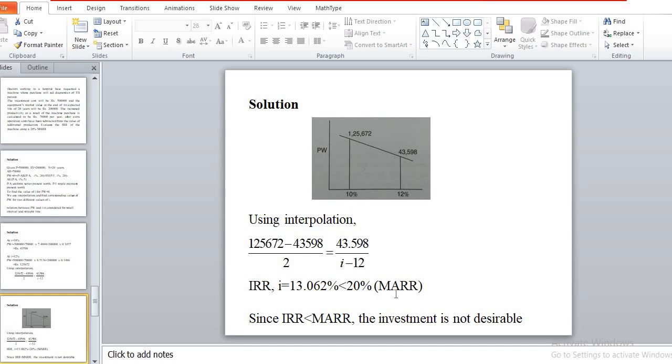This 13.062% is less than 20%, which is given in the numerical as the minimum attractive rate of return. If this internal rate of return is less than the MARR, then we can say that the investment is not desirable. If it comes out larger than the minimum attractive rate of return, then the investment is desirable. But if it is less, it is undesirable. So we conclude that this investment is not desirable.